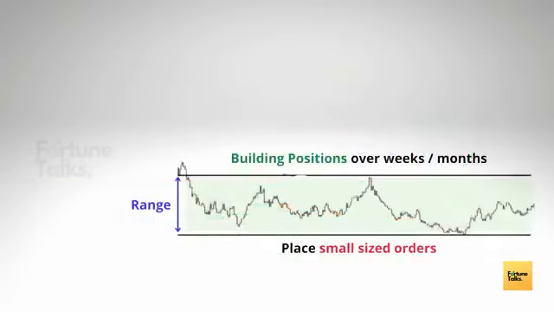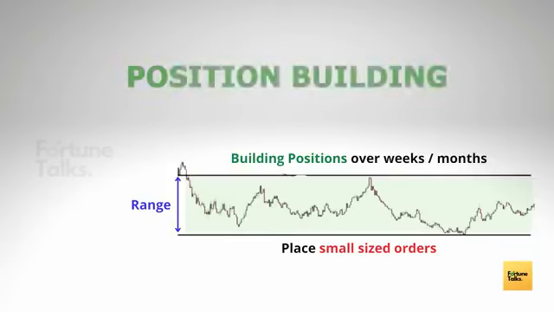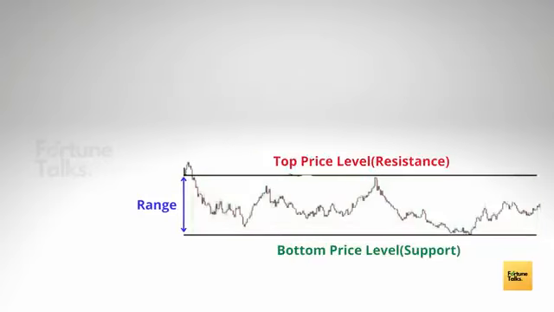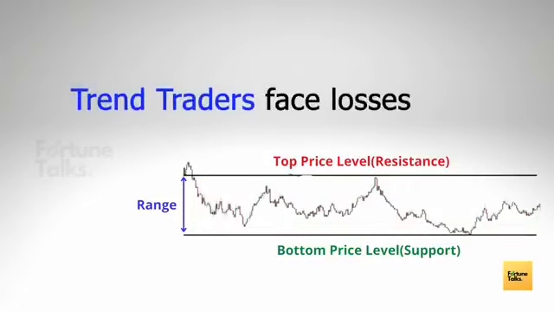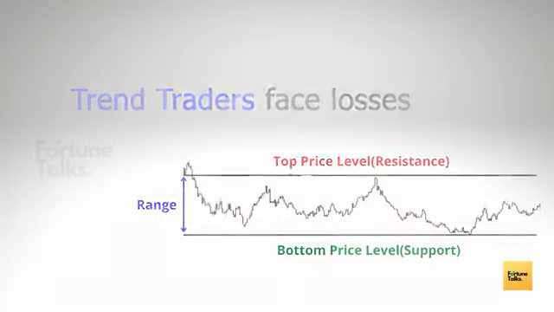So instead of placing a bulk order, the institution places small orders secretly. And this is called position building. In short, we can conclude that during the accumulation phase, the institutions are building up the position slowly and silently. And during the accumulation phase, the market tends to be in a range or it is range bound. And the trend traders would face losses if they don't adapt suddenly.